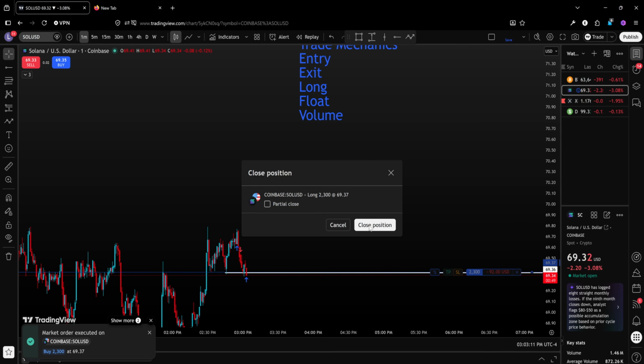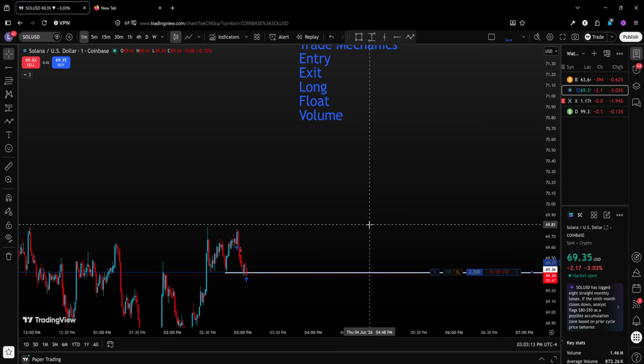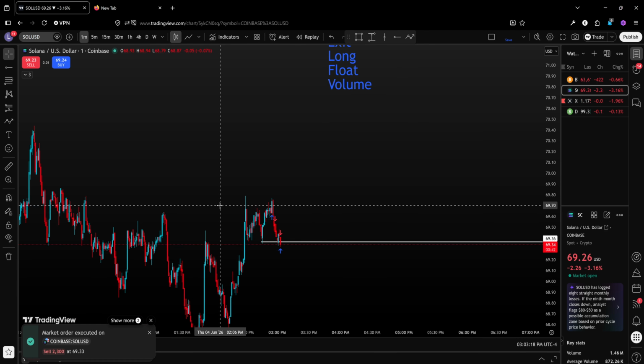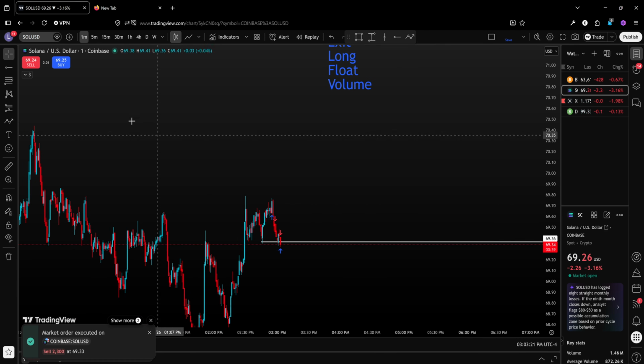Exit. Exit is exiting the trade. So you just press the close button, close position. I don't know why short isn't here. A long and buy is the same thing.